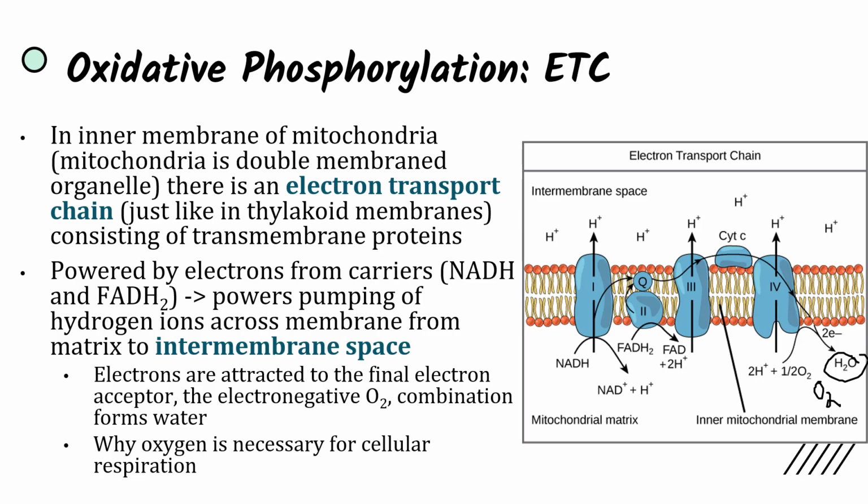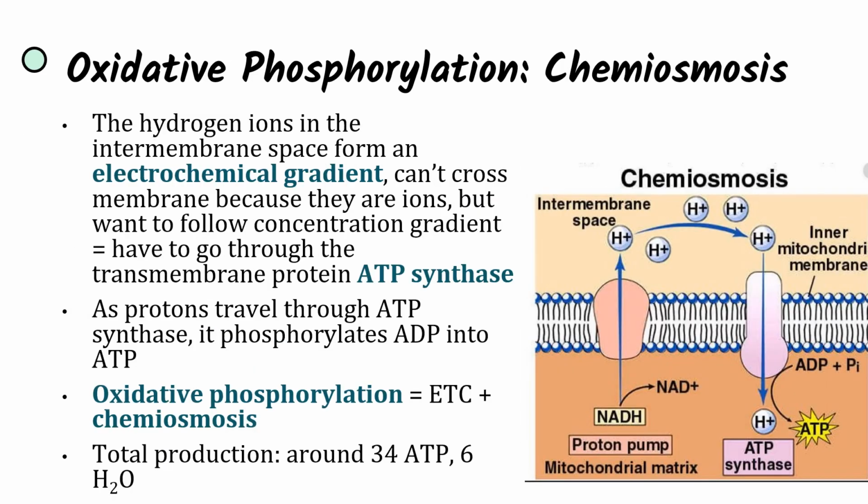Now let's take a look and see what happens once all of the hydrogens have been pumped into the intermembrane space. Now we do what's called chemiosmosis. The hydrogen ions in the space form an electrochemical gradient, meaning that there are going to be more hydrogen ions in the intermembrane space than the matrix, so they want to move down, but also the charge is going to be different because of all the positivity of the hydrogen ions. But they can't cross the membrane because they are ions and require a membrane protein to do so, even if they want to follow the concentration gradient. And the only membrane protein that they can go through there is ATP synthase.